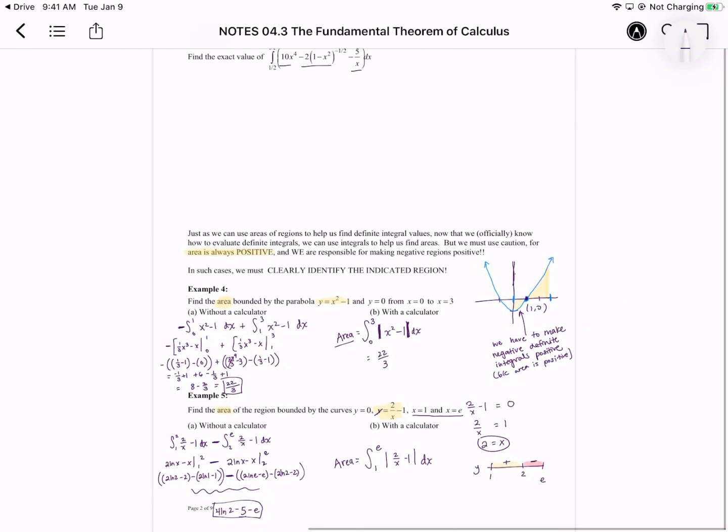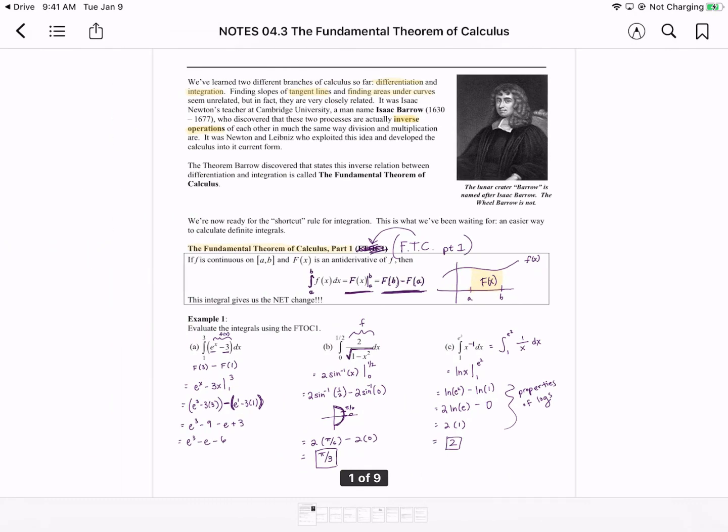So that's it. That's all the problems that we have to think about with dealing with our fundamental theorem of calculus part 1.